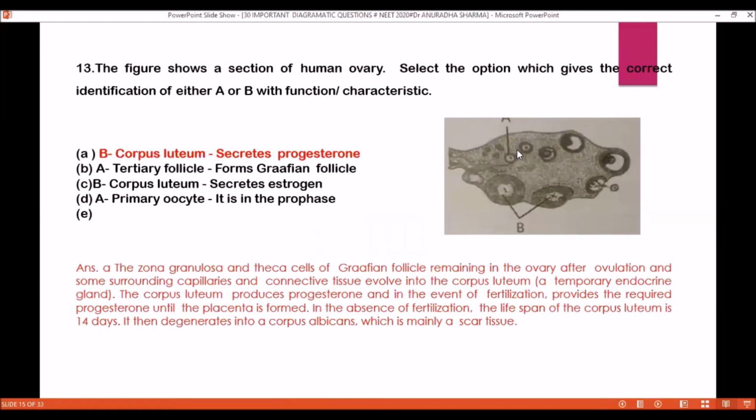Now in the given figure, select the option which gives the correct identification of A or B. This is the figure of human ovary and we have to identify the correct option, that is B is corpus luteum. And what is the function of corpus luteum? It secretes progesterone. And A is tertiary follicle, it forms Graafian follicle. B is corpus luteum, it secretes estrogen. And D is primary oocyte, it is in the prophase. So we can see that B, corpus luteum, which secretes progesterone, is the correct answer.